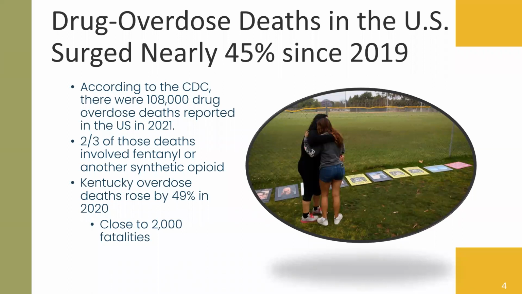As we look at substance use, we recognize that it is a national public health crisis. To understand the importance of having a model like Reverse the Cycle in your emergency department, I'll provide some context and share data on substance use nationally and locally in Kentucky. In 2020, there were over 100,000 drug overdose deaths reported. 2/3 of those deaths involved fentanyl or another synthetic opioid. Kentucky overdose deaths rose by nearly 50% in 2020. That's close to 2,000 fatalities.